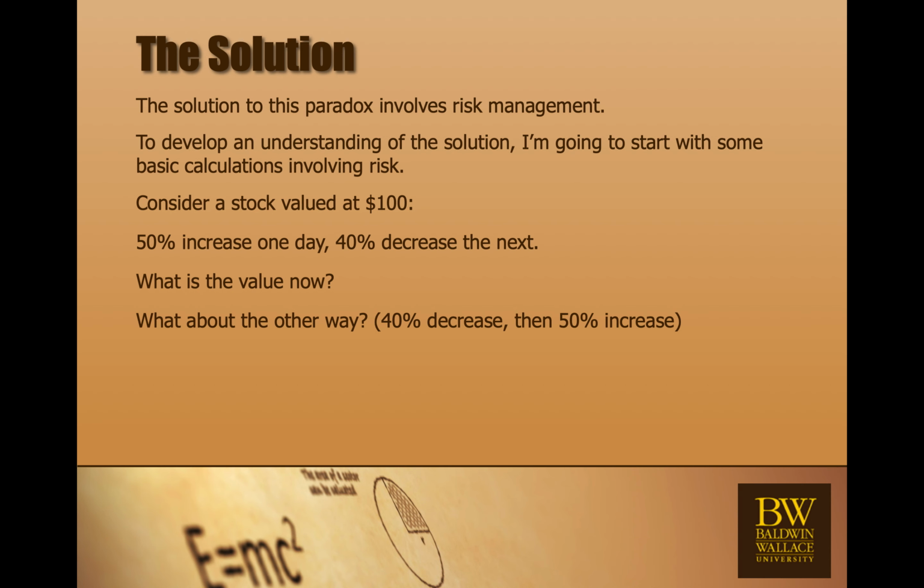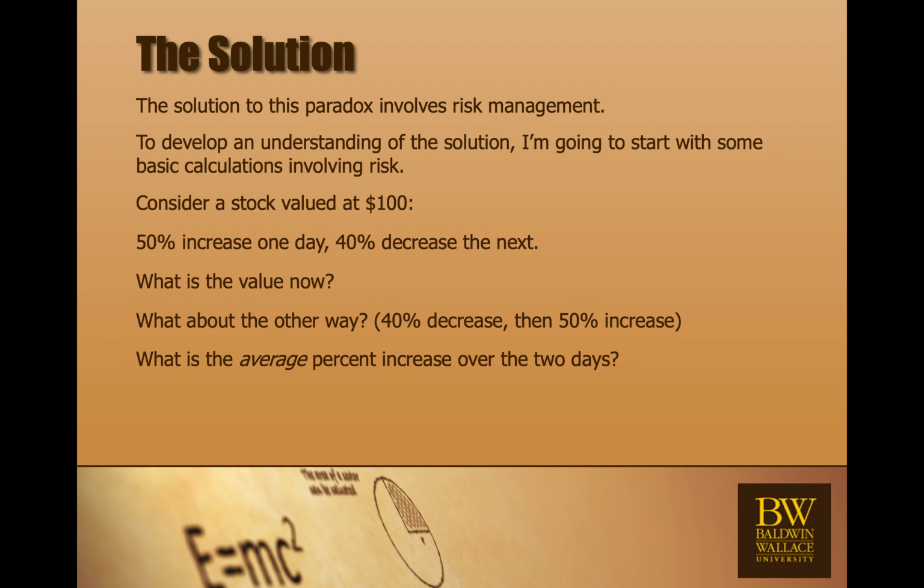What about the other way? Down 40%, then up 50%. If it goes down 40%, you're now at $60. 50% of $60 is $30. So the increase gets you back up to $90. So you lose $10 either way.